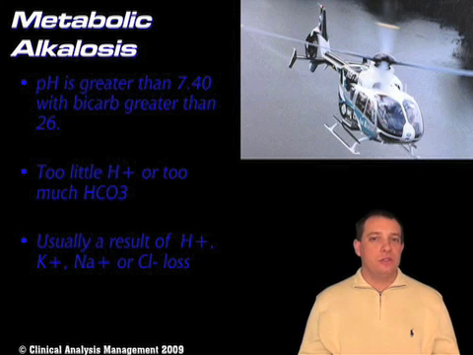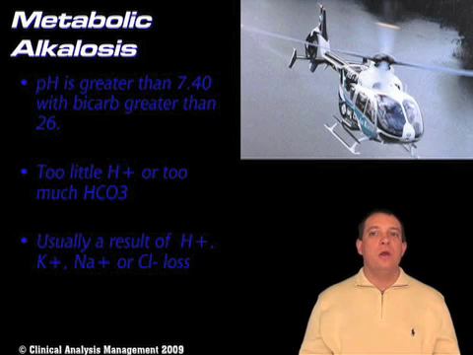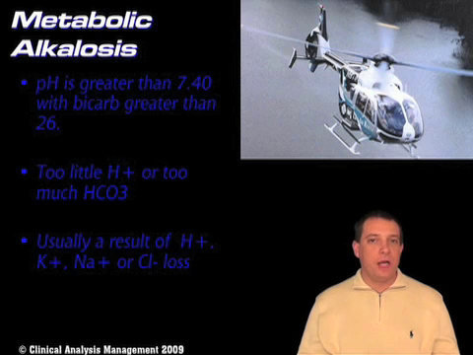And metabolic alkalosis breaks down to one of two things. It's either because the patient has too little hydrogen or because the patient has too much bicarb. If you don't remember anything else about metabolic alkalosis, remember this. Usually, metabolic alkalosis is because of an electrolyte problem. I'll say that again. Usually, metabolic alkalosis is because of an electrolyte deficiency specifically.